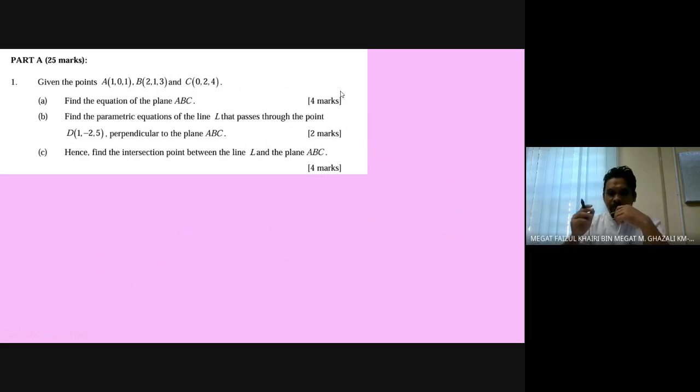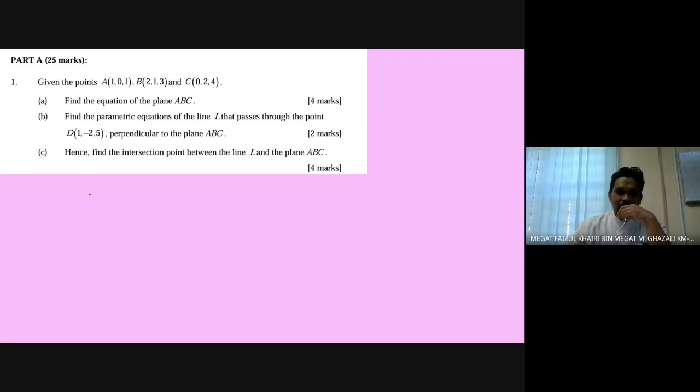Okay, so this is the first question. Given the points A, B, and C, find the equation of the plane for A, B, and C. Find the parametric equation of the line passing through the point D, perpendicular to ABC, and find the intersection point between the line L and the plane of ABC.